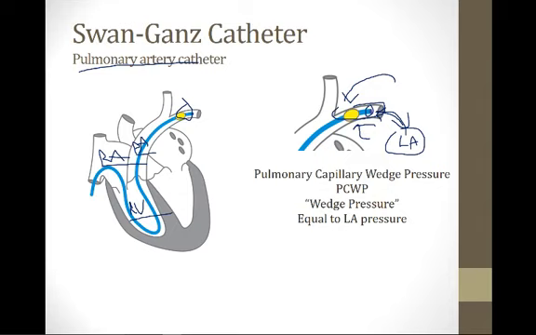So when you use a pulmonary artery catheter and you wedge it, you measure what's known as the pulmonary capillary wedge pressure, and this is essentially equal to the left atrial pressure. So what this means is that by using the Swan-Ganz catheter, we can measure the pressure in the right atrium, right ventricle, pulmonary artery, and left atrium. And using those four pressures, we can often determine the cause of shock.